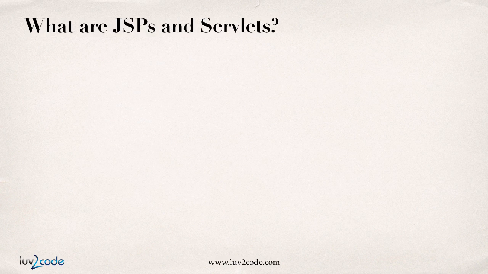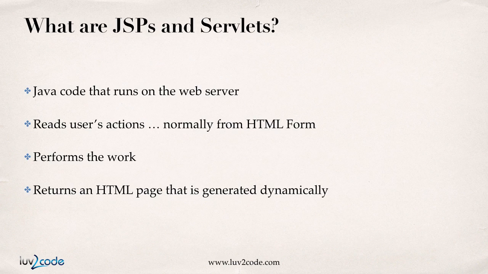So that's the next question here. What are JSPs and servlets? Well, JSPs and servlets are basically Java code that runs on the web server. So they can read user input, normally from an HTML form, and then they can perform the work, maybe talking to a database, talking to a web service, or whatever. And finally, they'll return an HTML page that's generated dynamically on the fly.